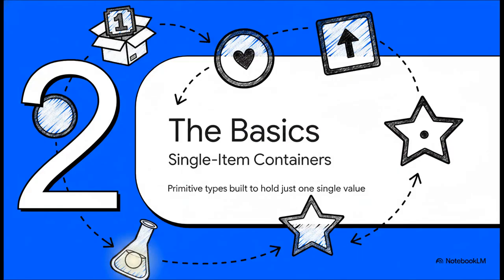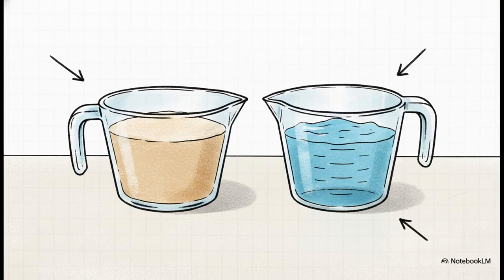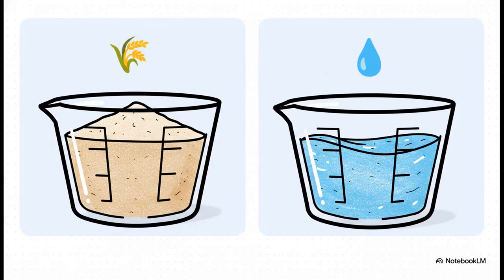Let's move on to the basics, single-item containers. These primitive types are built to hold just one single value at a time. If you're dealing with numbers in your code, I want you to think of your containers as your trusty measuring cups. But Python is very particular about how it measures things, separating them into two distinct categories based entirely on precision. So an int, or integer, is a whole number.